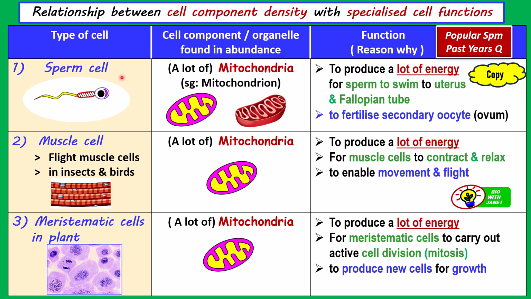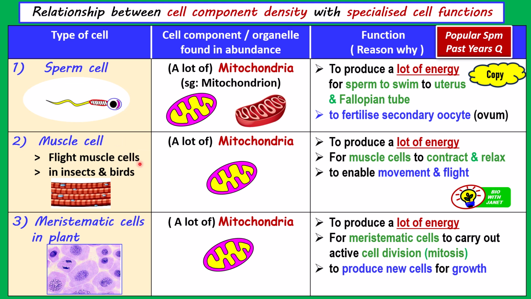Okay, so number one, sperm cells have a lot of mitochondria. Singular form is mitochondrion. So sperm cells have a lot of mitochondria to produce a lot of energy through cellular respiration for the sperm to swim to the uterus and the fallopian tube in the woman's reproductive system in order to fertilize the secondary oocyte or ovum. Secondary oocyte is a stage of development of the ovum.